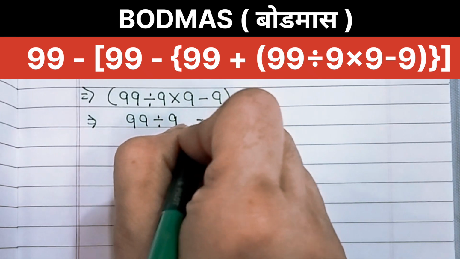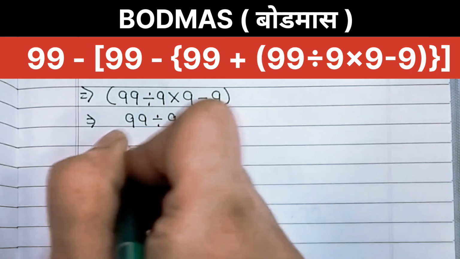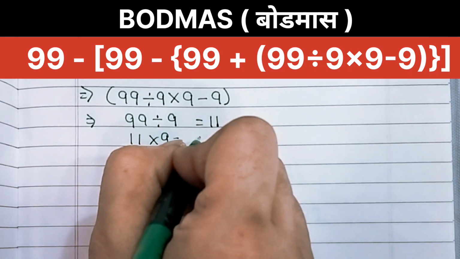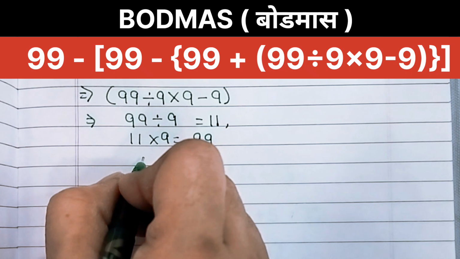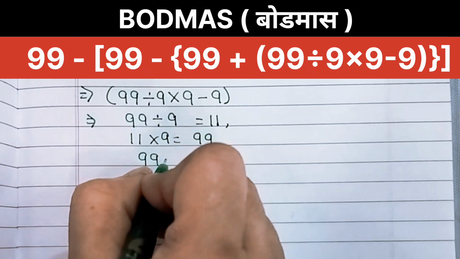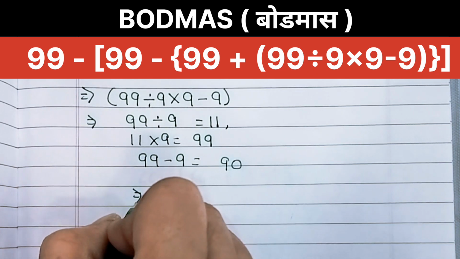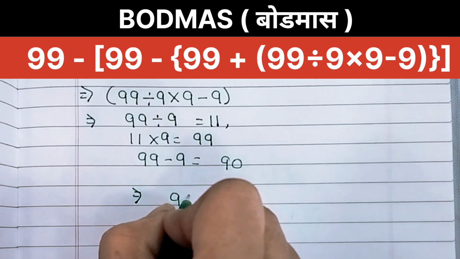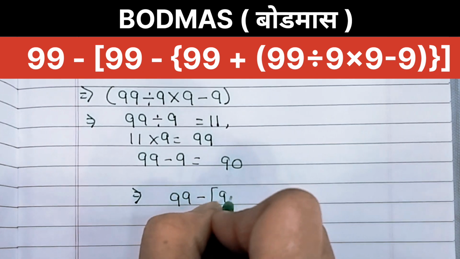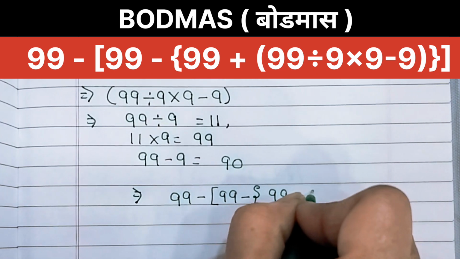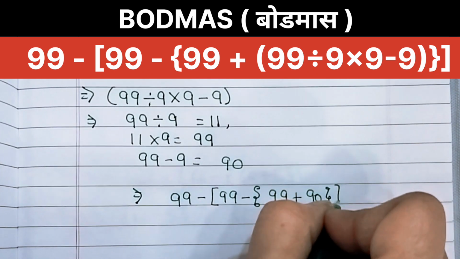So 99 divided by 9 is 11. And then after, we multiply, so 11 multiplied by 9 becomes 99. And after, we subtract, so 99 minus 9 equals 90. Now the expression becomes 99 minus square bracket 99 minus curly bracket 99 plus 90. Now the square bracket off.